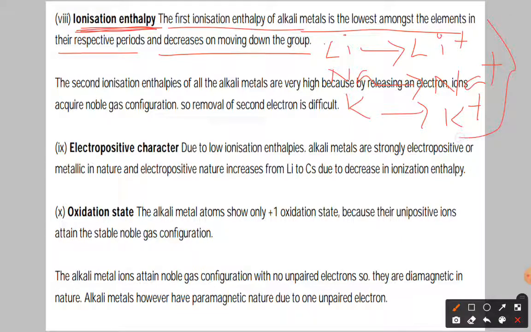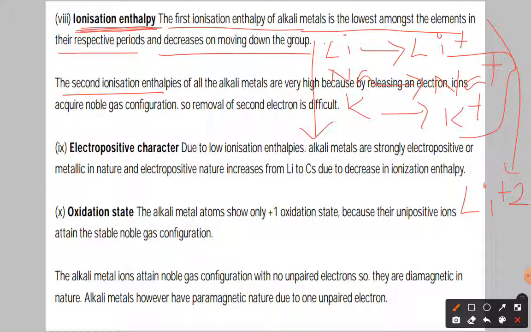Why? Because they are going to get the noble gas configuration once they lose the electron. So as you know very well, from top to bottom, size increases. So ionization enthalpy decreases. Now let us see the second ionization enthalpy. Now if we want to convert Li plus into Li 2 plus, that is called the second ionization enthalpy or IP2.